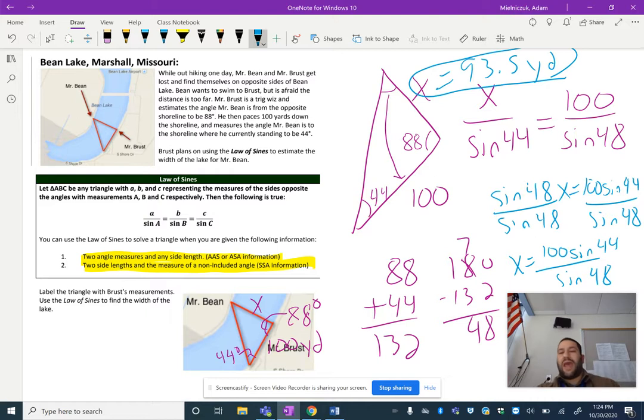So what did we do? We have to know that we have to find angles and sides. We have to put the side on top of the angle opposite it and use cross multiplication to solve.